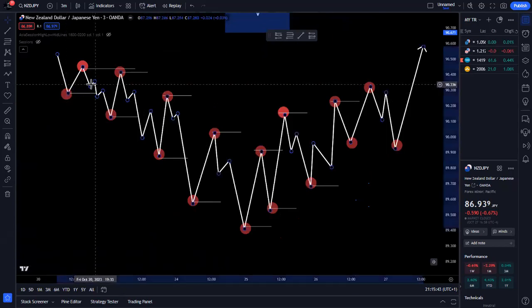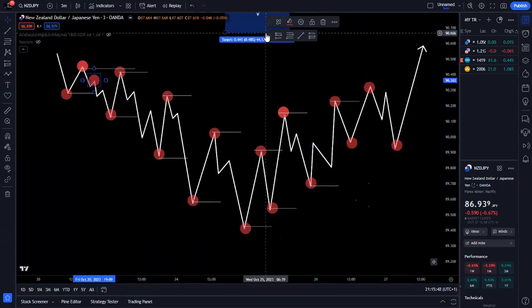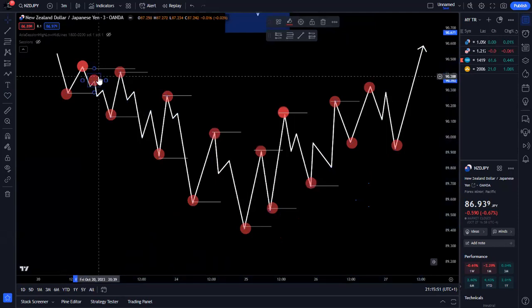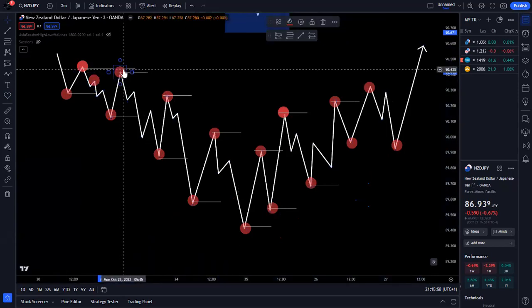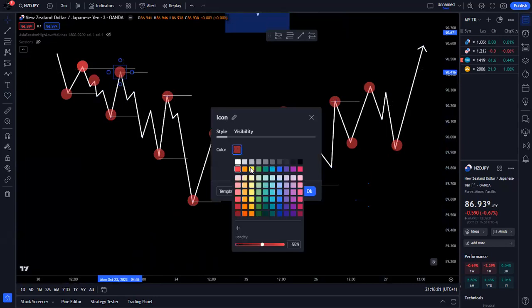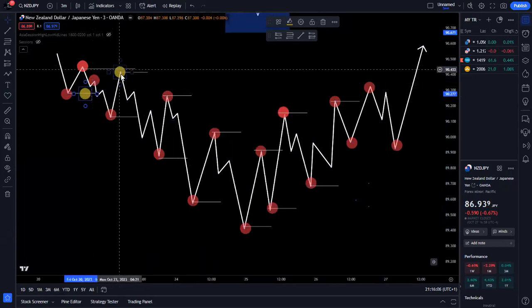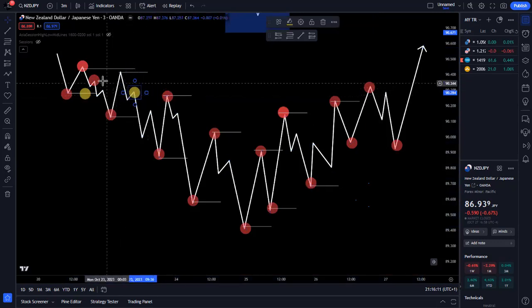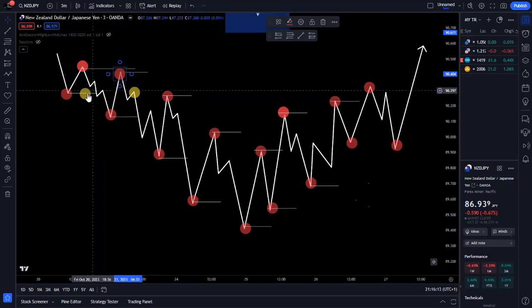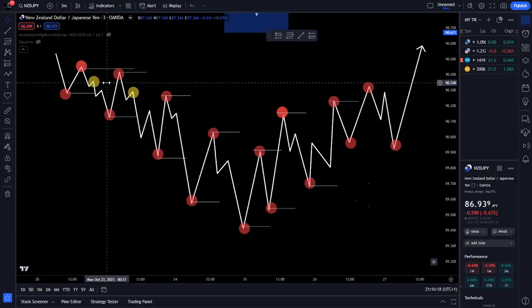This internal high right here, I think I should use a different color for it. Sorry, let me change the color to maybe yellow. Now these internal highs, the ones that are in yellow, we have so many of them right here on the chart. Let me reduce the size also.